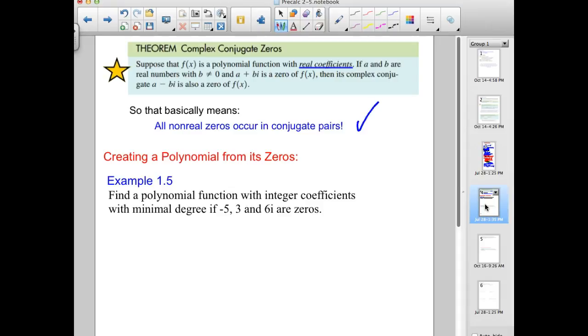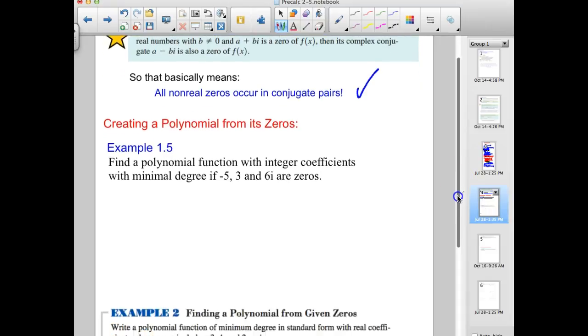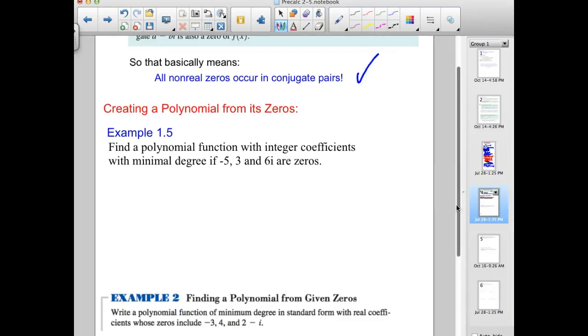And most of the time they will give you one of them and assume that you know that the other one is also included. All right, so our example says find a polynomial function with integer coefficients with minimal degree, which means we don't want to consider any repeated zeros. We want them in the smallest amount possible. And it says that negative 5, 3, and 6i are zeros. So if 6i is a 0, then negative 6i is implied as another 0. So we have to include that one.